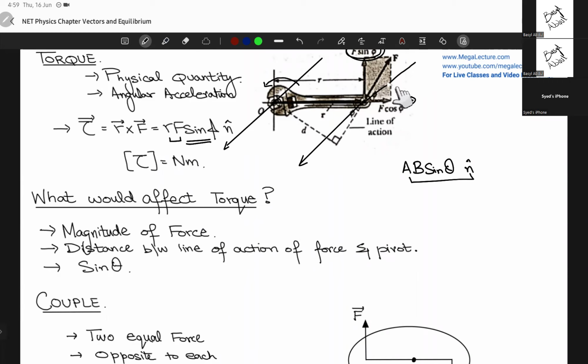Is there any difference between moment or torque, or are they the same thing? No. There is a difference between moments and torques, and we'll get to that as well. Torque is for a rotating object. Yeah, even moment is for a rotating object, right? But moment is actually the analog of mass.